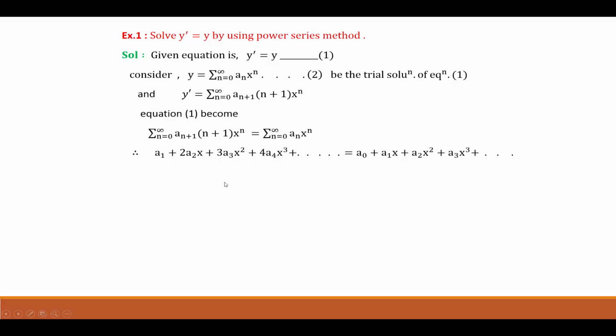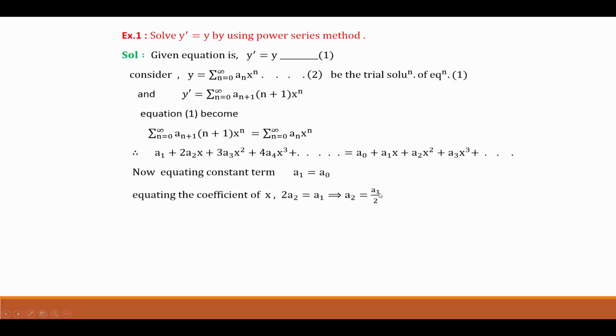Now equating the corresponding terms, find the values of a1, a2, a3 in terms of a0. First equating the constant term. Here the constant term is a1 and on the right hand side the constant term is a0. So a1 equal to a0, we get the value of a1 is a0, first value. Then equating the coefficient of x. Here the coefficient of x is 2a2 and on the right side the coefficient of x is a1, so 2a2 equal to a1, which implies that a2 equal to a1 upon 2.